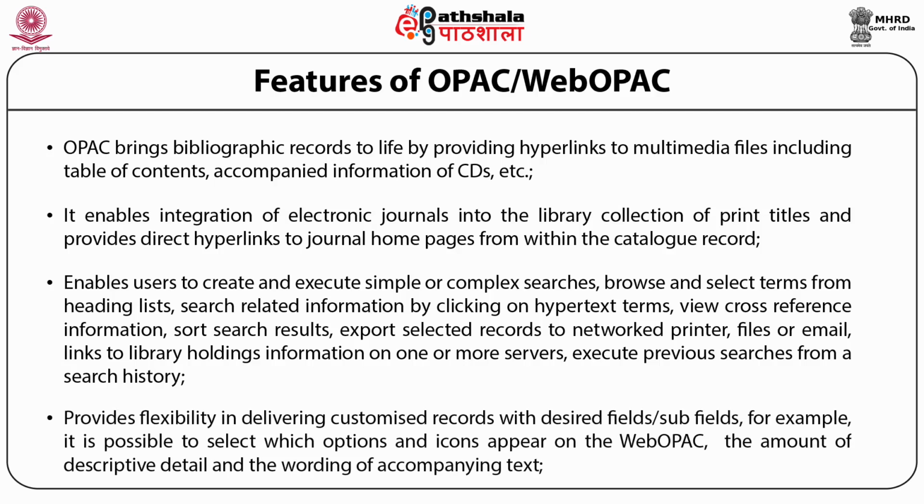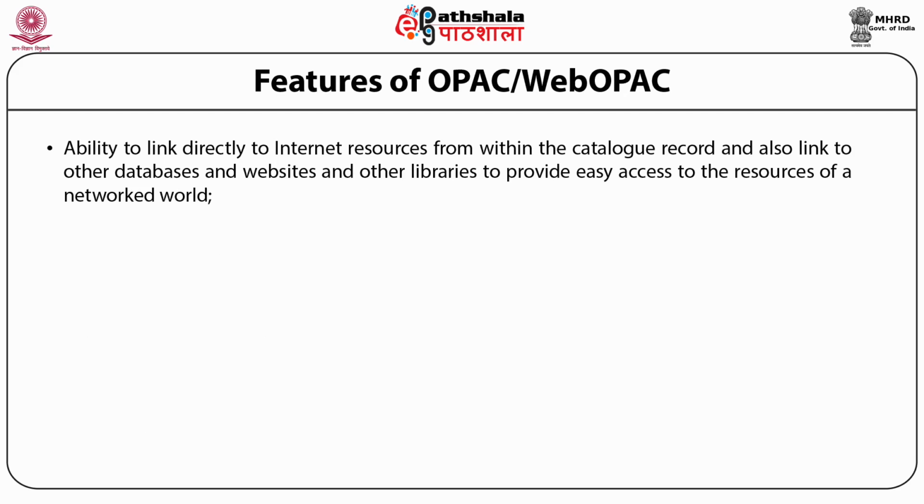It provides flexibility in delivering customized records with the desired fields or subfields. For example, it is possible to select which options and icons appear on the WebOPAC, the amount of descriptive detail, and the wording of accompanying text. Ability to link directly to the internet resources from within the catalog record and also link to other databases and websites and other libraries to provide easy access to the resources of a networked world.